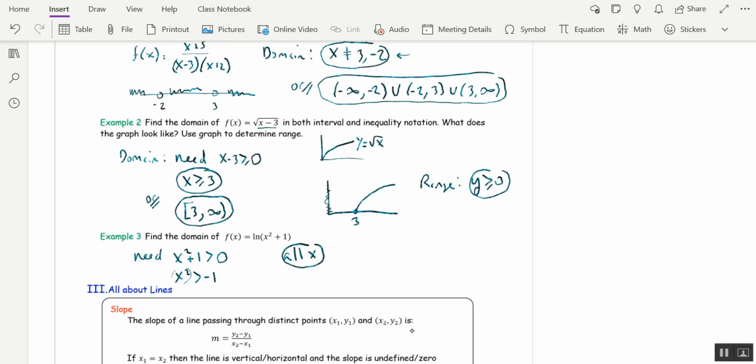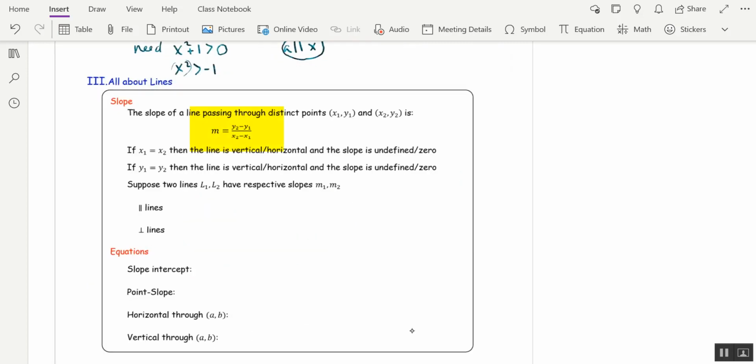Okay, quick review on lines. I've got the slope formula here for you for a line passing through 2 points. Just remember, rise over run. There are 2 special cases with slope. If the x coordinates are equal, then in the denominator of this slope formula, you're dividing by 0. So that would be an undefined slope.